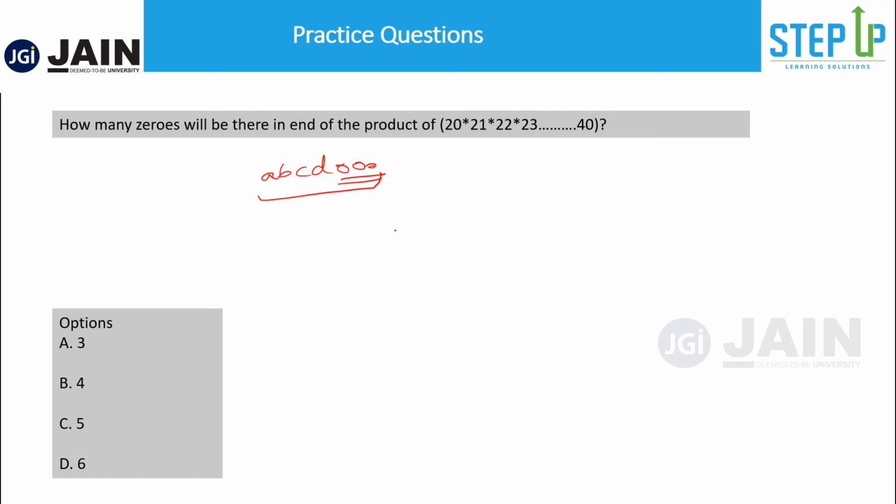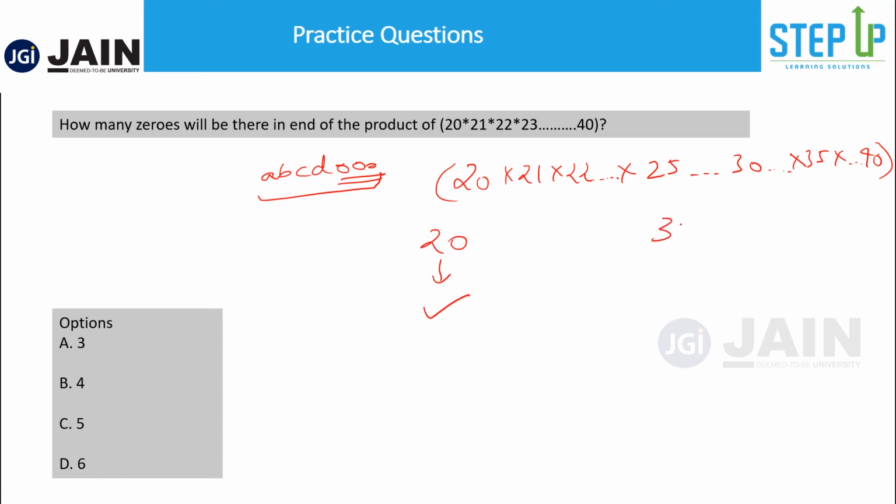So let's look at this number. This says 20 into 21 into 22, and somewhere you will also have, let's say, 25, somewhere you will have 30, somewhere you will have 35, and finally you have 40. He's saying the product of this number, how many zeros will it have. So from where will all the zeros come? 20 will give 1 zero, 30 will also give a zero, and of course 40 will also give a zero. That means 3 zeros come from here.